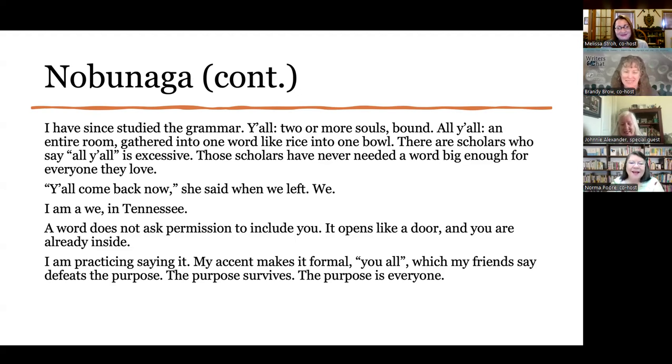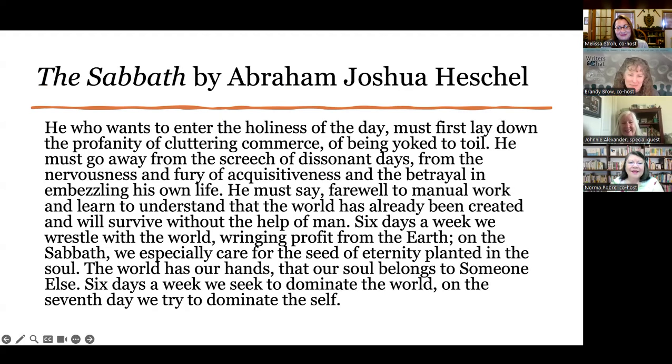Okay, so let's go to the next one. Oh my gosh, look at this. See how dense this is? This is an excerpt from The Sabbath by Abraham Joshua Heschel, a book that I thought I was going to read, and I think I read the preface, and that's about as far as I got. So, chunky. Norma, you want to read this one? Sure.